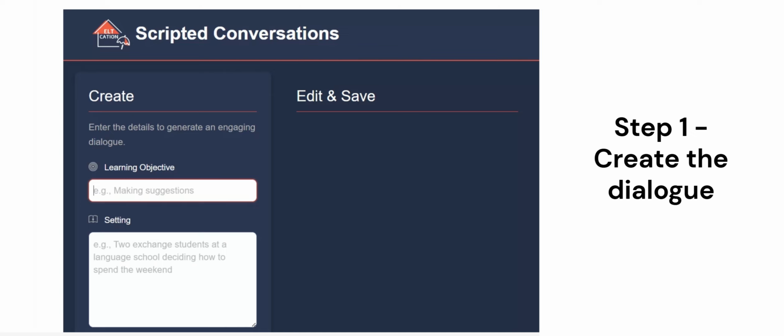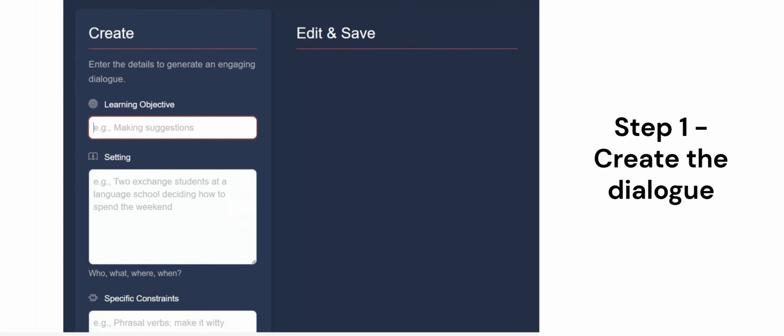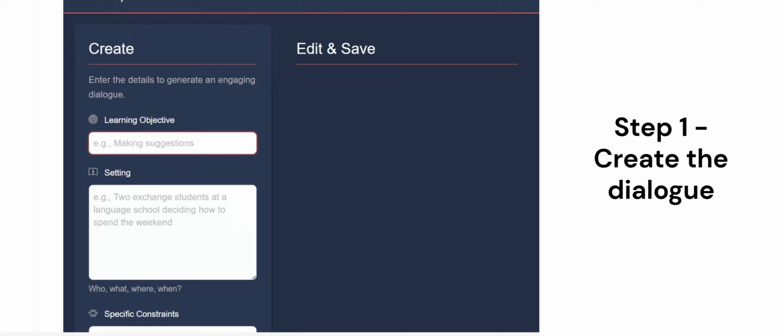Create your dialogue. To create the dialogues that align with your curriculum or topic and students' age and proficiency levels, we need to provide some information. Start with your learning objective. For example, at the moment, we're covering the topic travelling with a group of adults. One of the learning objectives for them is discussing travel plans and itineraries.